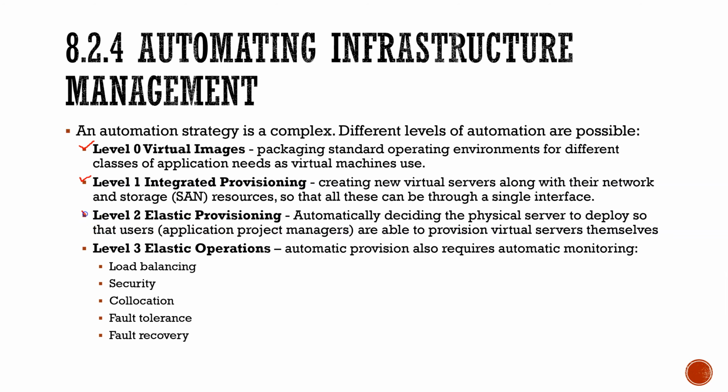So you have a lot of programmatic provisioning of applications. And the overhead is at the beginning of the automation process. But the good news is that once you have that automation in place, it's very easy then to migrate. Level 3, it's becoming more common now. Load balancing, security, co-location, fault tolerance, fault recovery. All of these things are now becoming more commonplace in level 3 automation infrastructure environments.